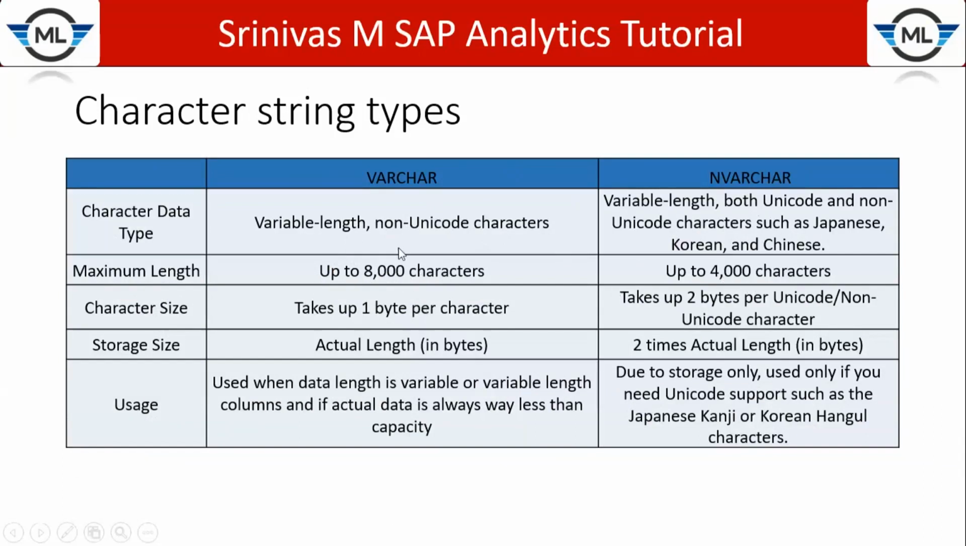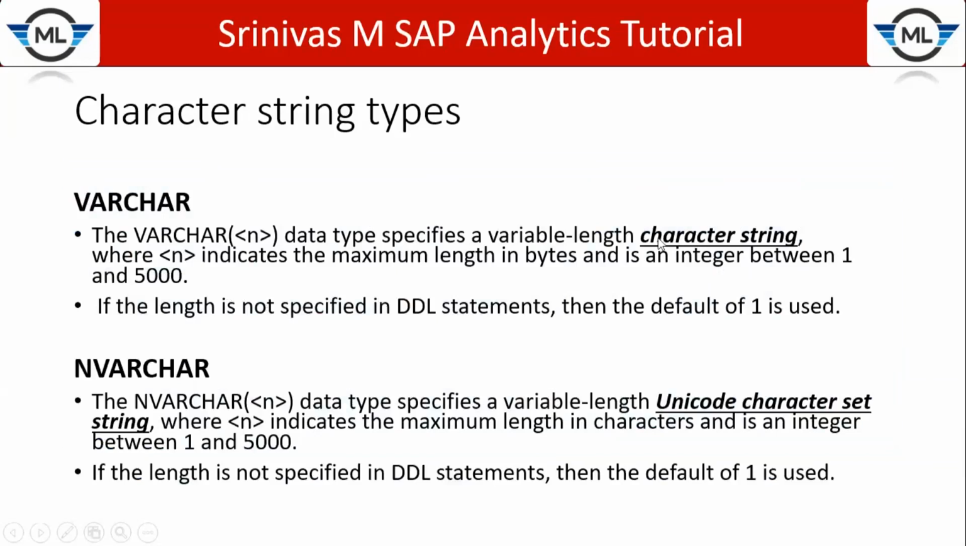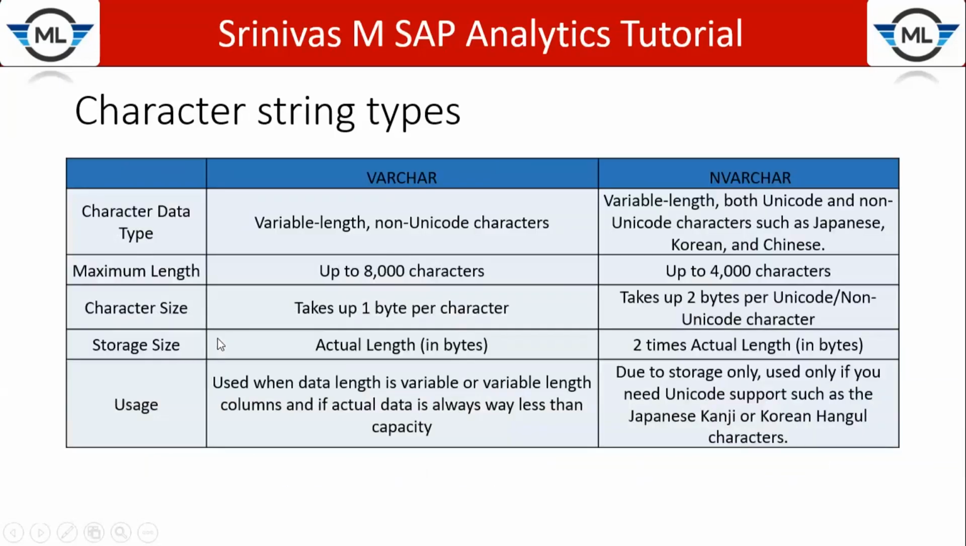Even though here both allow only 5000 characters, when it comes to maximum length it is 8000 and 4000. Why this difference? It is because of the character size. When data is stored in the database, VARCHAR takes 1 byte per character, but NVARCHAR takes 2 bytes per character. That's the reason the number of characters is decreased for NVARCHAR when compared to VARCHAR. So when you create any table, choose between VARCHAR and NVARCHAR wisely as per your requirement.